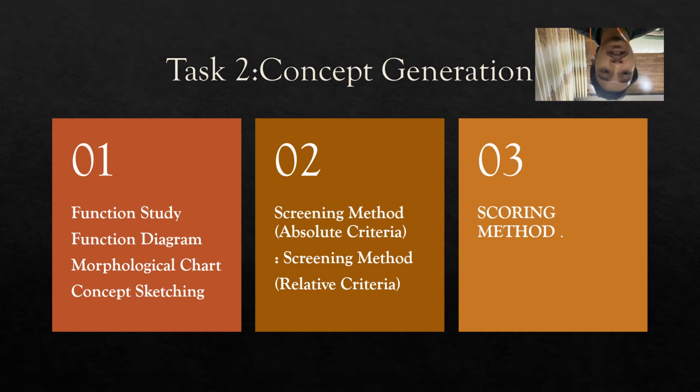So for this group, section 9, group 11, task generation, the task consists of 3 parts. Part 1 is function study, function diagram, morphological chart and concept sketching. Part 2 is the screening method, and the last part is the coding method.